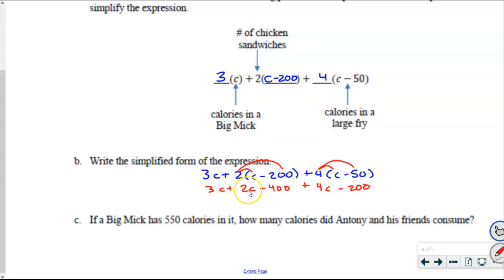So 3c plus 2c plus 4c, all of that equals 9c, minus 400 less because the chicken sandwiches are not quite as caloric, and minus the 200 because those are not quite as caloric for the fries, so minus a total of 600 calories. That is our simplified expression. And that is very similar to your homework problem. I'm going to skip C because we are out of time.